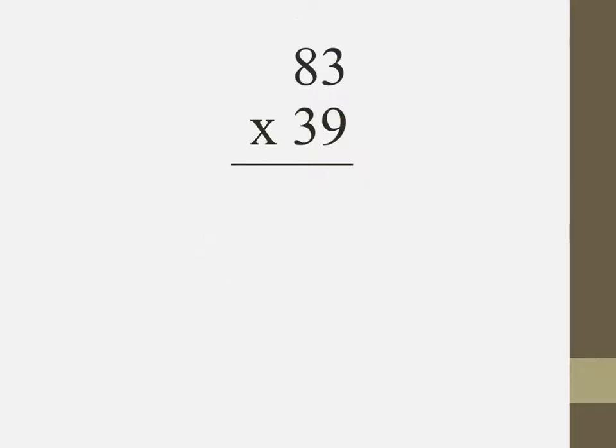9 times 3 is 27. Carry the 2. 9 times 8, 72, plus 2 is going to be 74. Then I'm going to put an X because now I've moved over to the tens place. So 3 times 3 is 9. There is nothing to carry. 3 times 8 is 24.